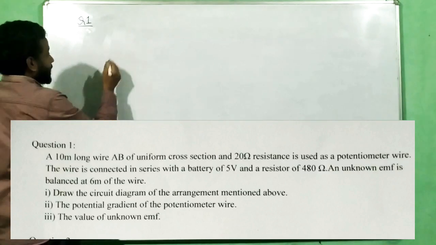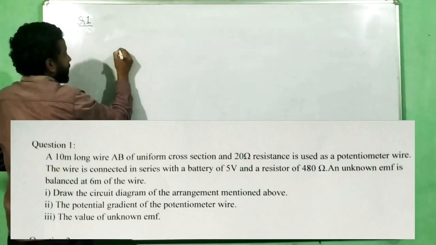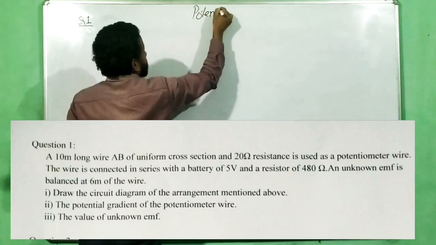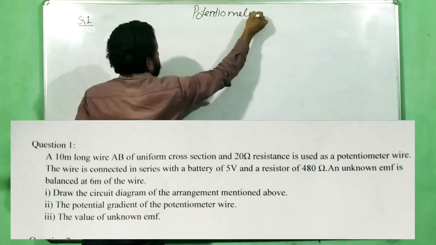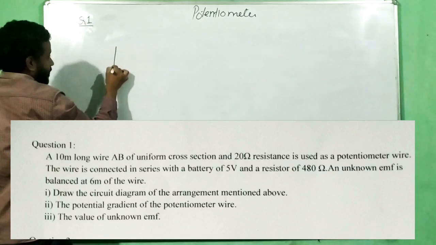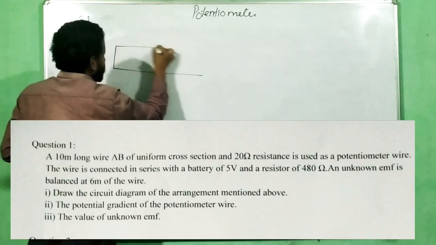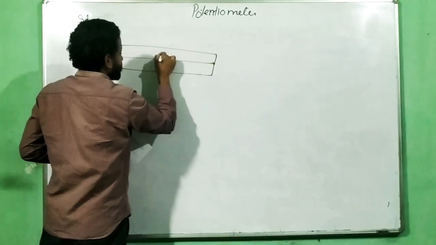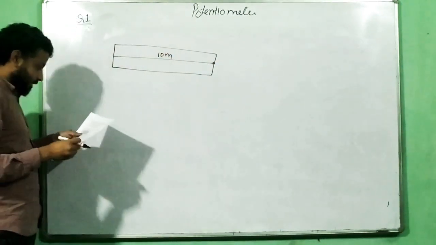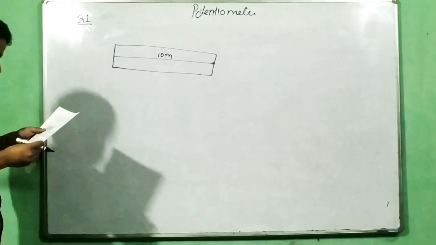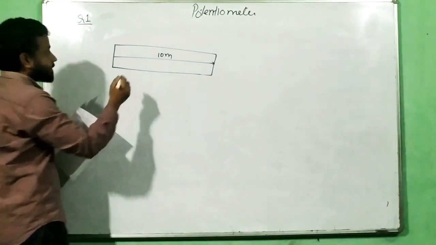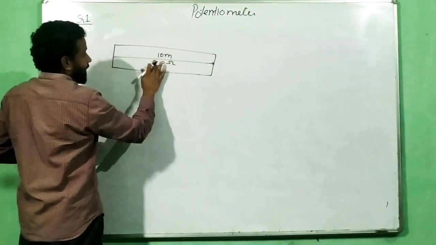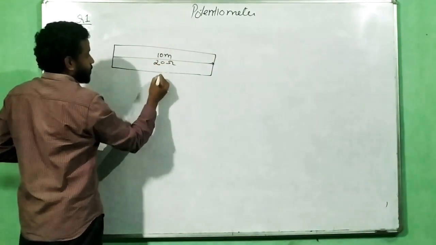It says that a 10 meters, so we have a total of 10 meters, so this is the potentiometer. So we have a potentiometer board over here which has a length of 10 meter, and has a resistance of 20 ohm. So this entire potentiometer wire has a resistance of 20 ohm.